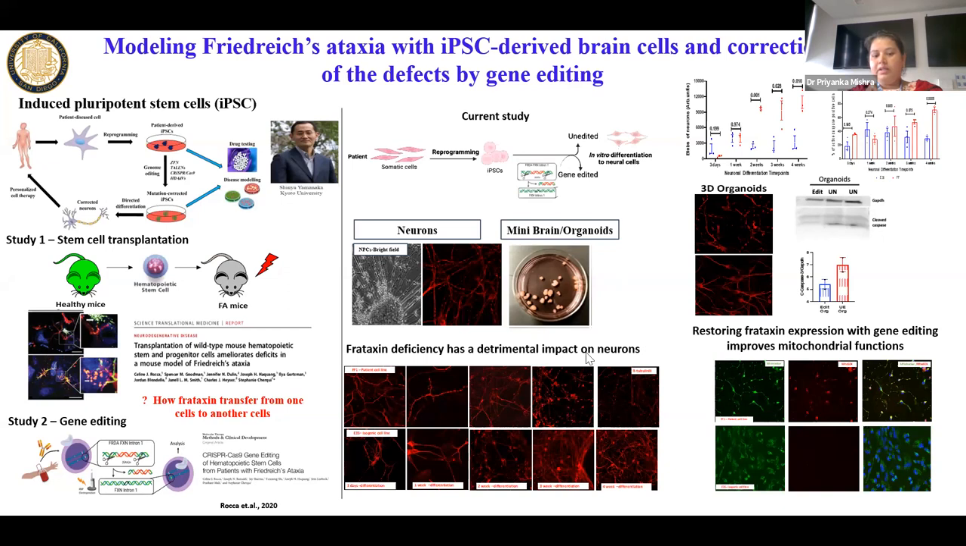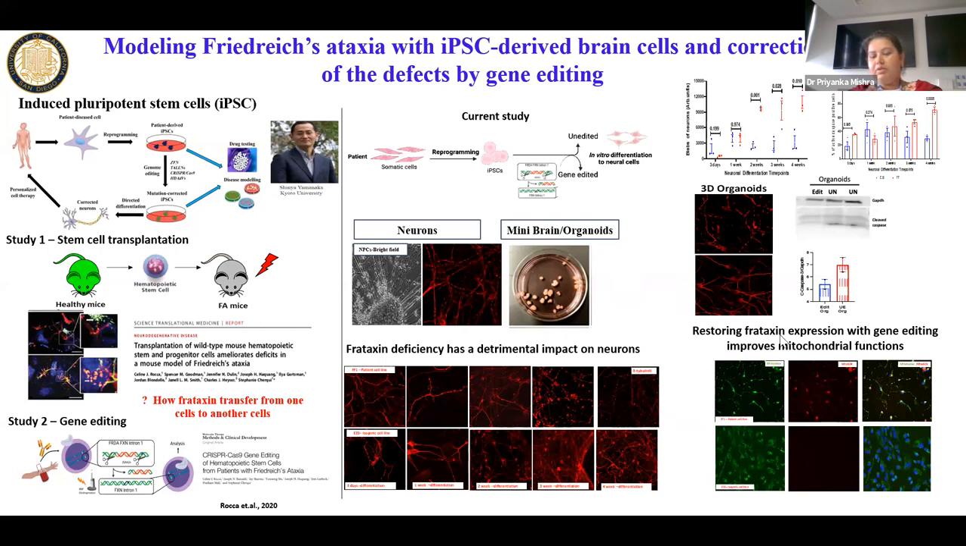And not only in the 2D culture, we found the same phenotype in the 3D organoid also. And when we did the batch turn, we have a clear difference between the edited and unedited cell lines. So now the question is, the patient line has apoptotic neurons and the corrected line looks healthy.